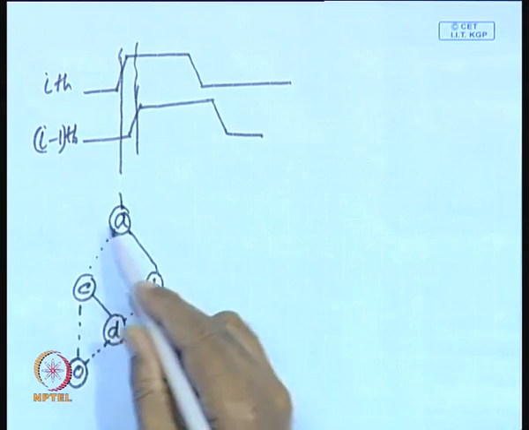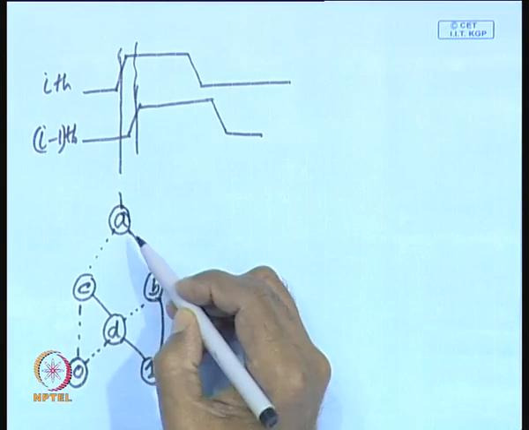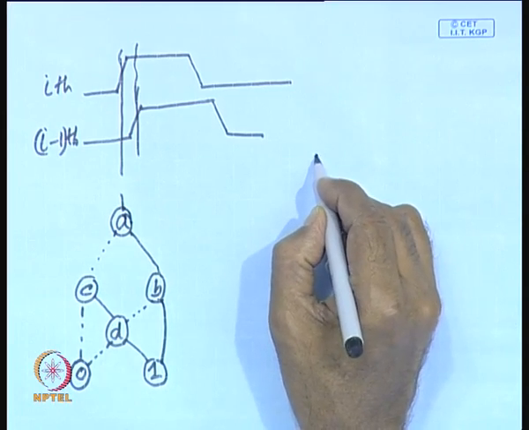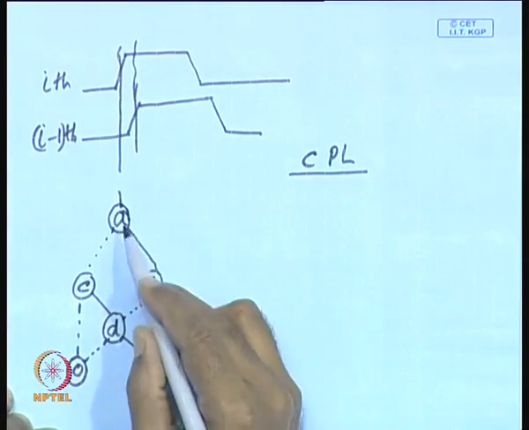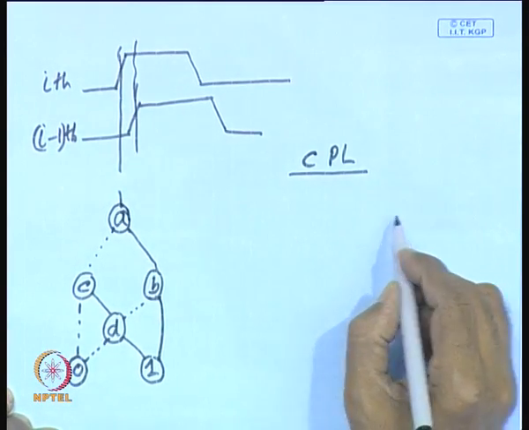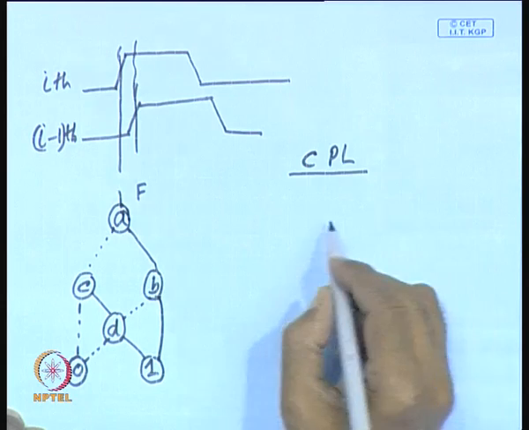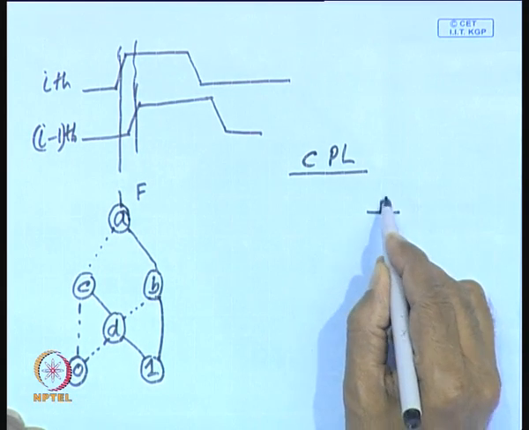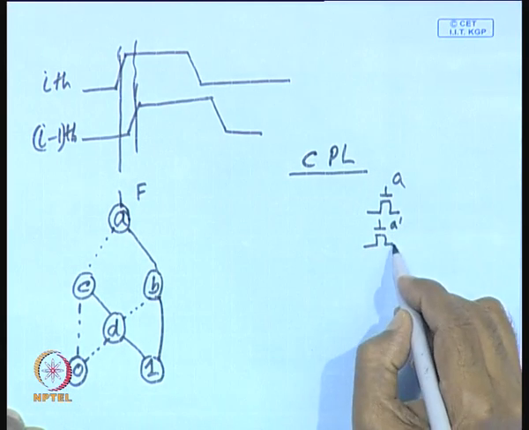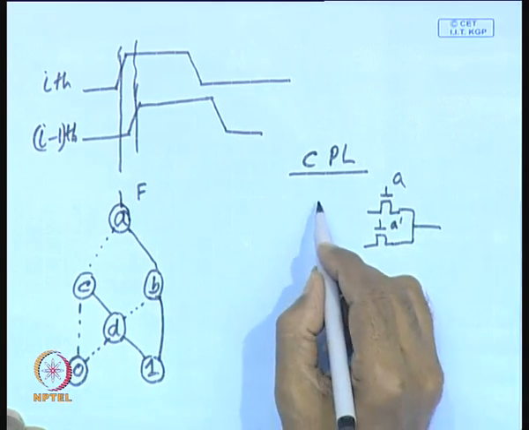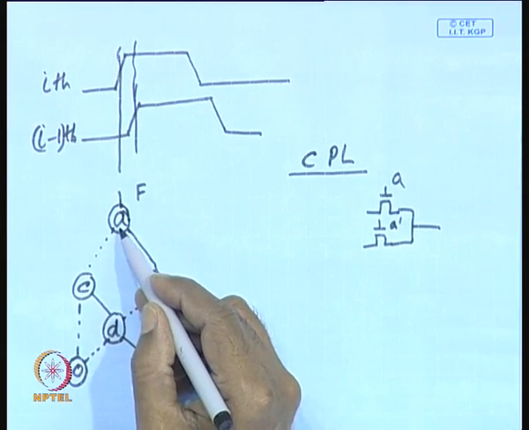Now, from this you can very easily realize the pass transistor network. So, pass transistor network can be realized, and which can be used to have the CPL realization. CPL realization you can easily do. Let us consider the realization of this F bar first. So, here you will be having A bar and A bar, and let us consider this side.